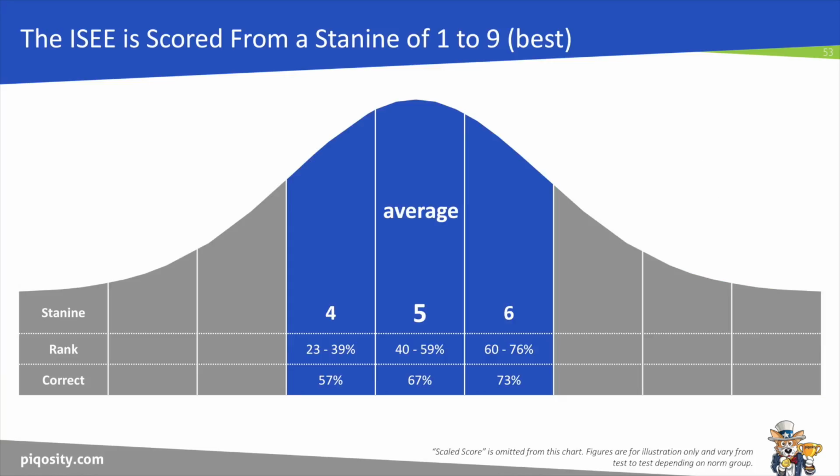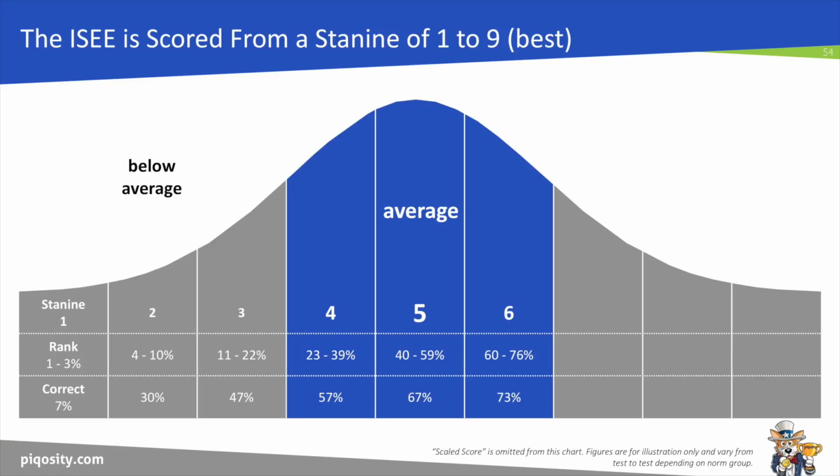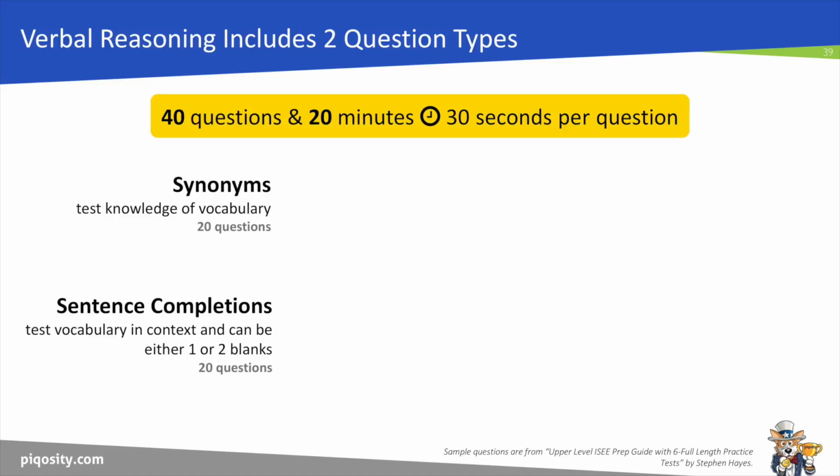Conversely, for a school that prides itself on accepting a wide academic range of students, average scores of 4, 5, and 6 are certainly acceptable. Depending on the student's holistic application, even below average scores of 1, 2, and 3 can also be considered for admission. The first section of the ISEE is verbal reasoning, which presents 40 questions to be answered in 20 minutes.